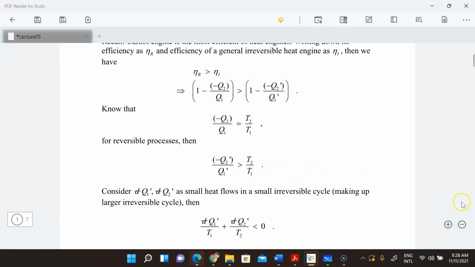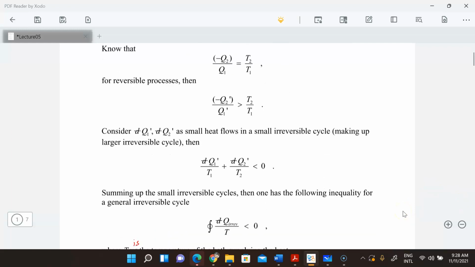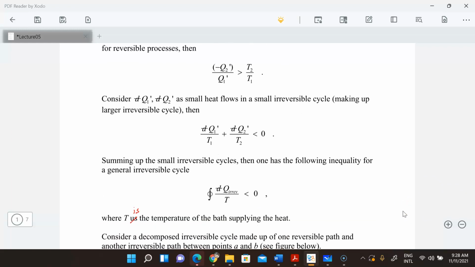Okay. So the idea is now, if you look at the case of small irreversible cycles, you can compose them just like the case of the reversible ones. Then you can actually say, for the case of an irreversible cycle, you have this inequality over the irreversible cycle, that the heat taken in over the temperature T will be less than 0. Okay.